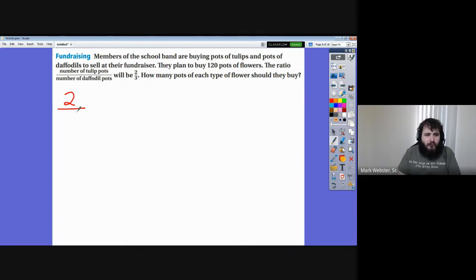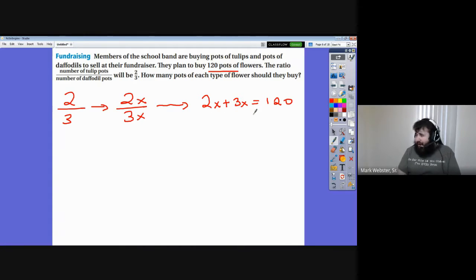I say, okay, here's my ratio. I don't know how many parts I have, so let's call that x. So the ratio is actually 2x to 3x, right? Part and part. Now I know that if I add these parts up, I better get the amount that I want. The number of tulip pots plus the number of daffodil pots had better add up to 120.